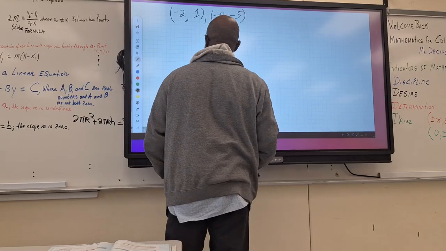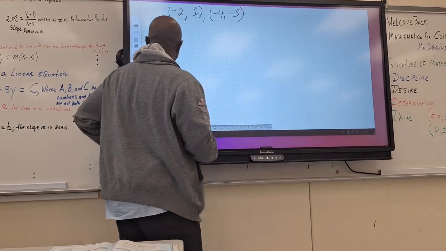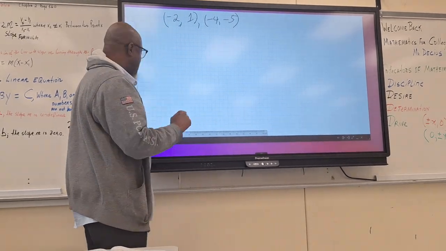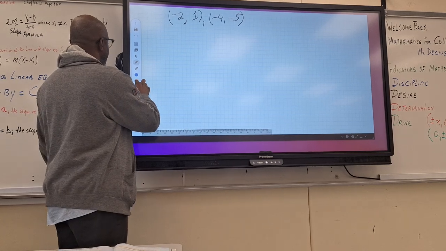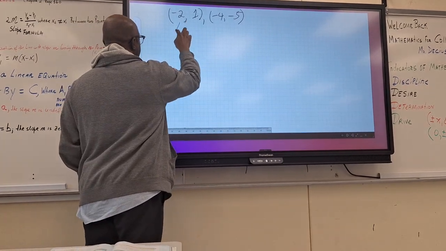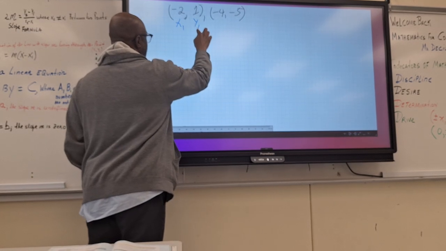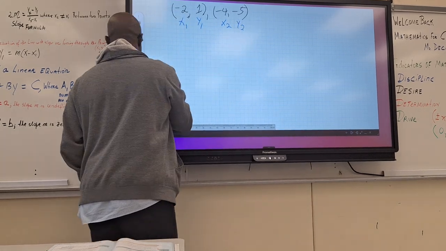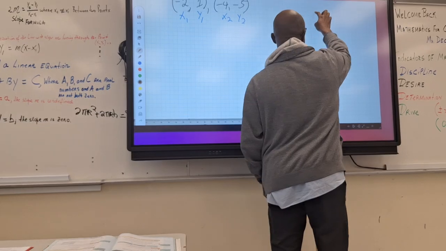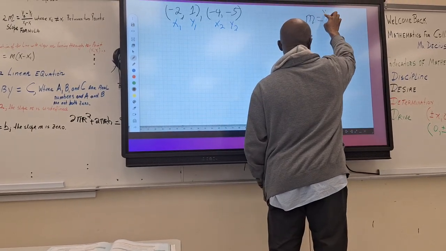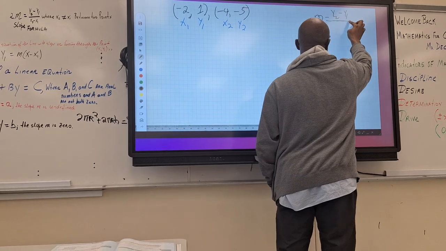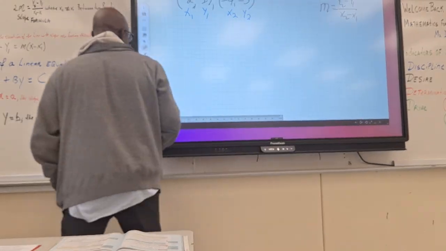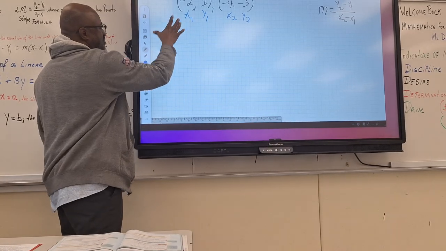And since they also ask you to sketch it, we'll have to plot those points. Let's plot them first. We're going to find the slope. When I'm doing the slope, I call this my x1, y1, and this x2, y2. And the slope formula is m equals y sub 2 minus y sub 1 over x sub 2 minus x sub 1.